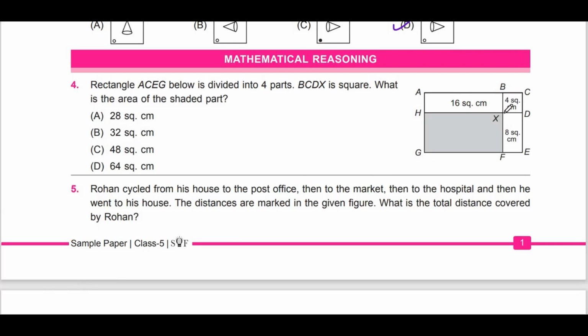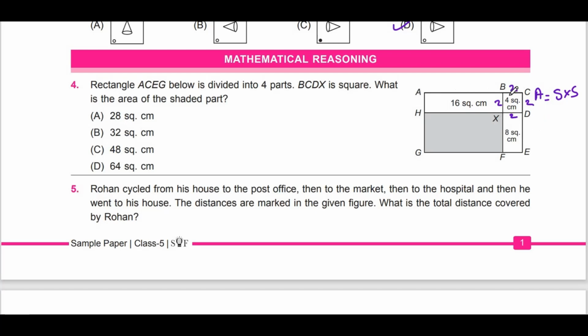Now let's start with the square. As you could see, BCDX is a square and its area is 4 square centimeters. So what is the area of a square? The area of a square is side times side. Which two numbers multiply to give 4? It is 2. So the sides we have got as 2. So we know the sides here. In the same way we have to find the sides of the others.